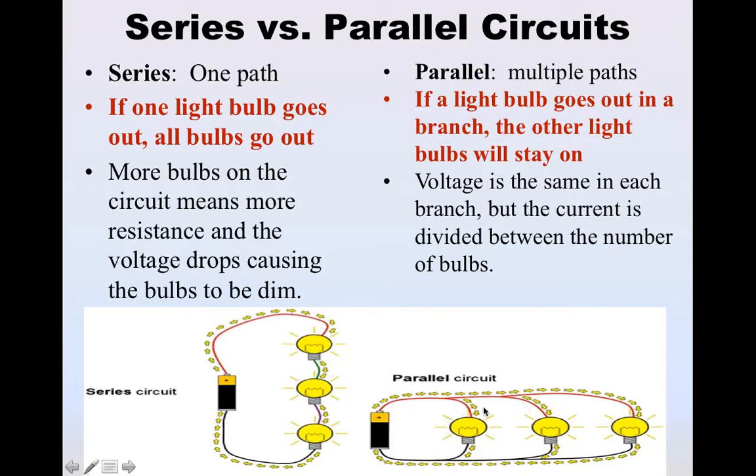But in a parallel circuit, by setting it up in different branches, the voltage is basically going to be the same throughout each of the paths. Therefore, you're not going to see any difference in the dimming of the bulbs. So therefore, parallel is much better. In fact, your home and most items wired at the school are set up in parallel so that if the power or something fails, it won't affect everything in a home or in a business.